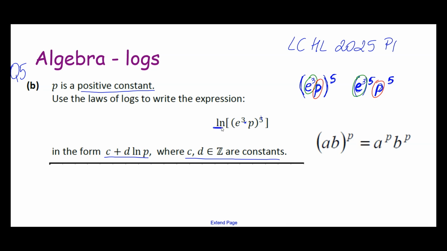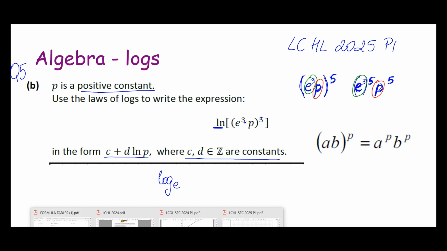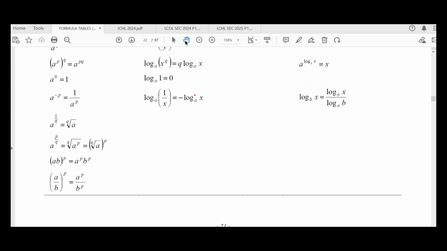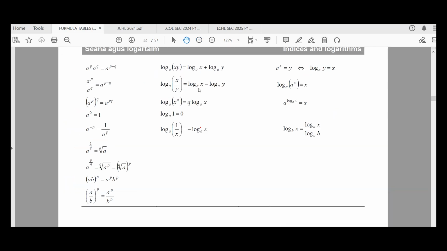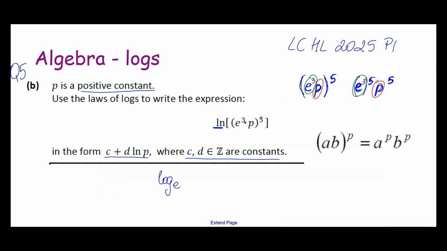Now, I usually change ln to log base e. The reason is that all the formulas in your table that have to do with logs have a specific base, so it is easier to apply the formulas in this form. So inside I have e to the power of 3 taken to the power of 5, multiplied by p to the power of 5.